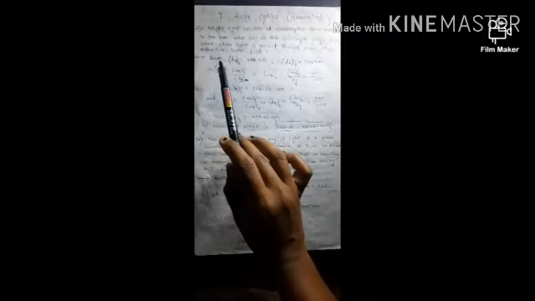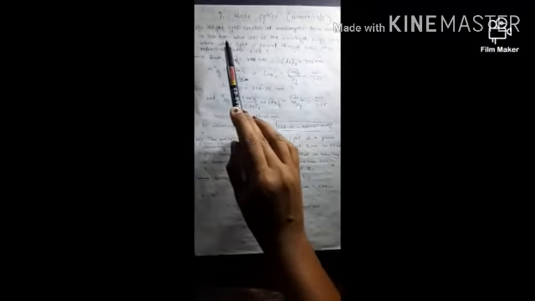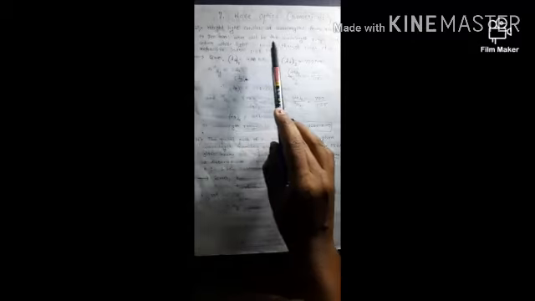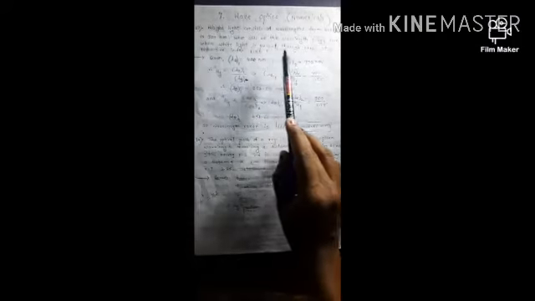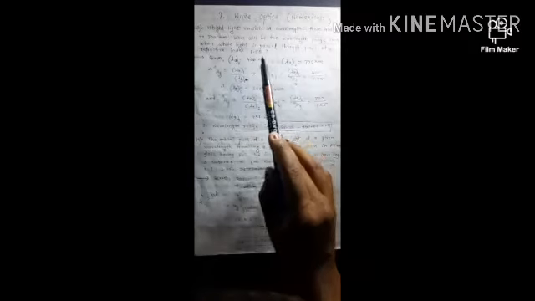So the first example is white light consists of wavelengths from 400 nanometer to 700 nanometer. What will be the wavelength range seen when white light is passed through glass of refractive index 1.55?